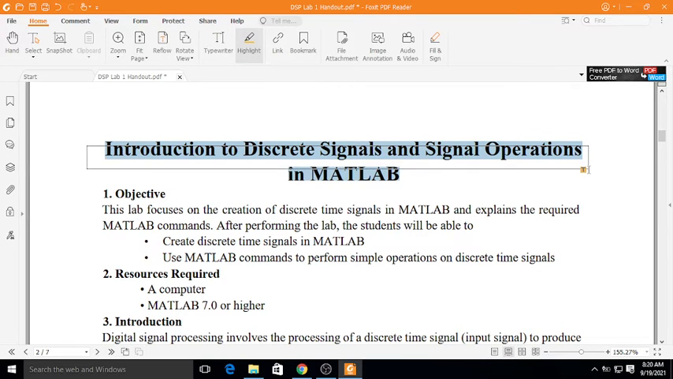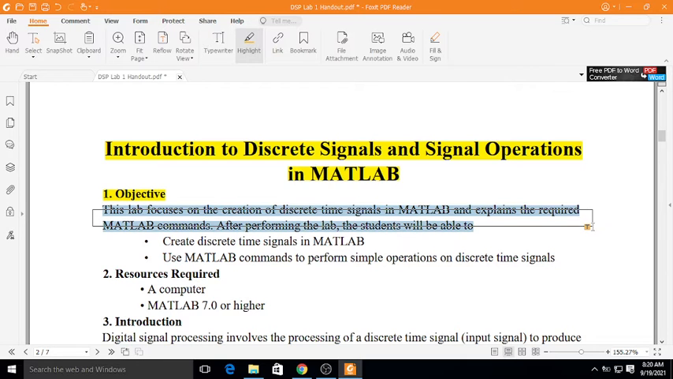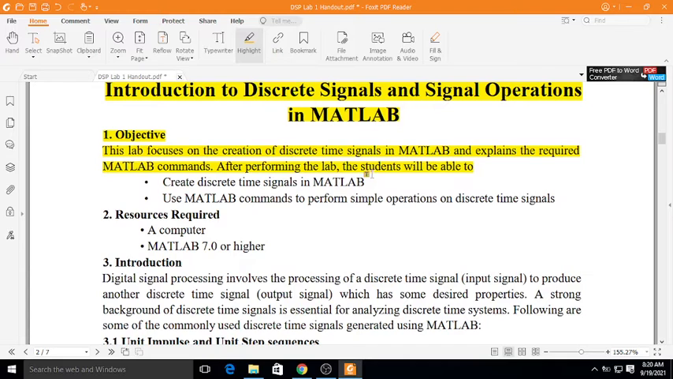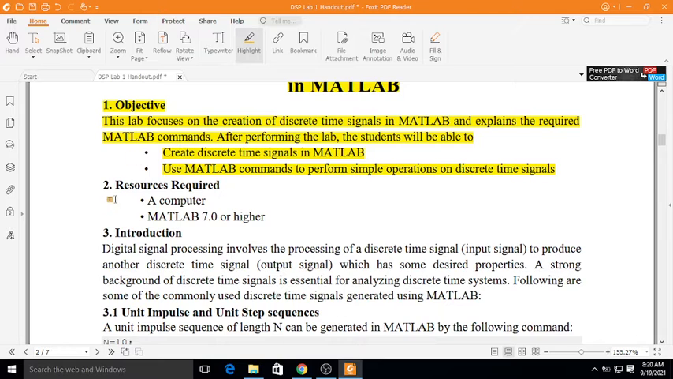Objective. This lab focuses on the creation of discrete time signals in MATLAB and explains the required MATLAB commands. After performing the lab, the students will be able to create discrete time signals in MATLAB, and use MATLAB commands to perform simple operations on discrete time signals too. Resources required: a computer, MATLAB 7.0 or higher.